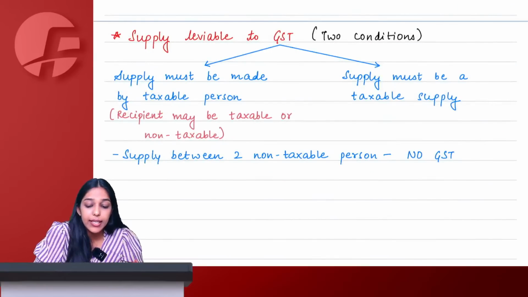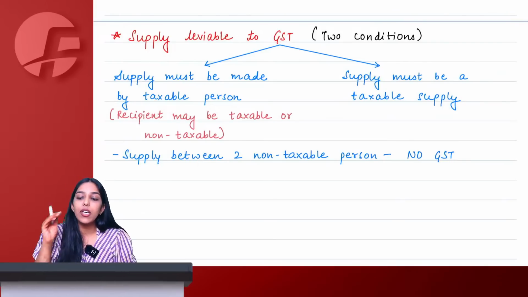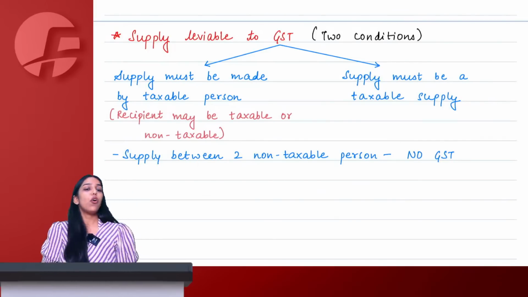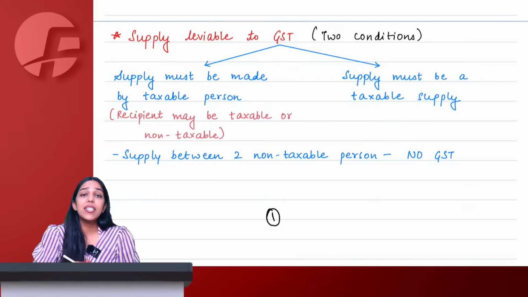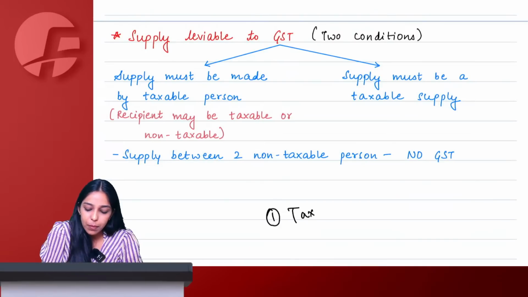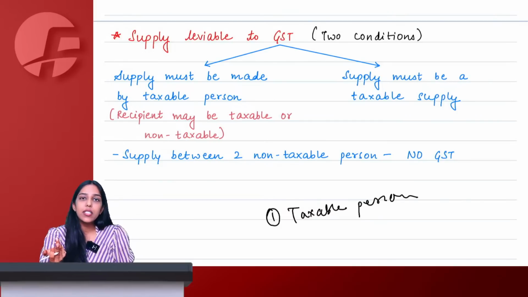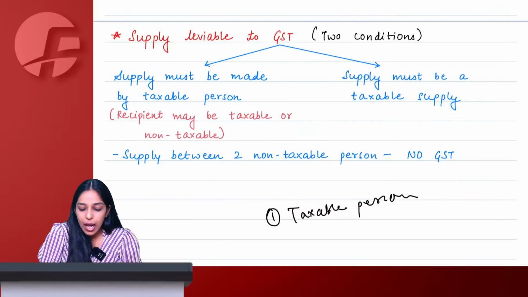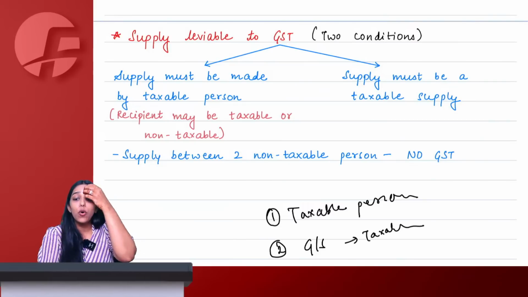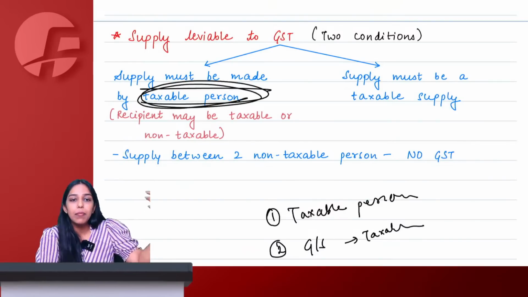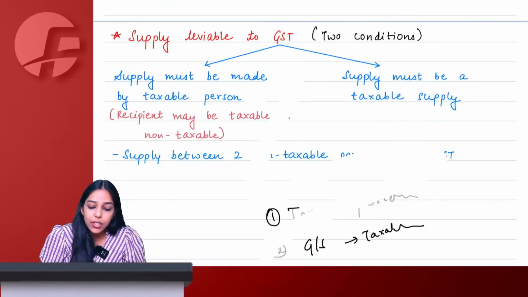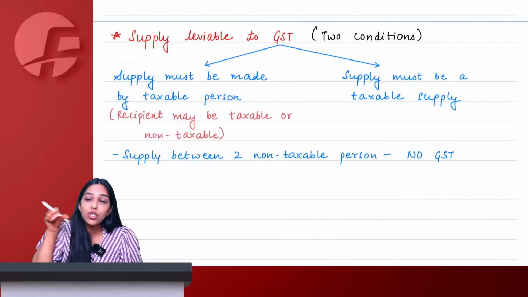And last but not least, supply leviable to GST. For any supply of goods or services to fall under GST purview, there are two conditions that you have to fulfill. One, the person supplying the goods or services should be a taxable person, because only a taxable person can collect GST. If you are an unregistered person, you cannot actually collect GST. And second, whatever goods or services you are providing has to be taxable. Both the conditions you have to fulfill. Supply should be made by a taxable person. Recipient can be unregistered, doesn't matter. Supplier should be a taxable person and the supply should be taxable.